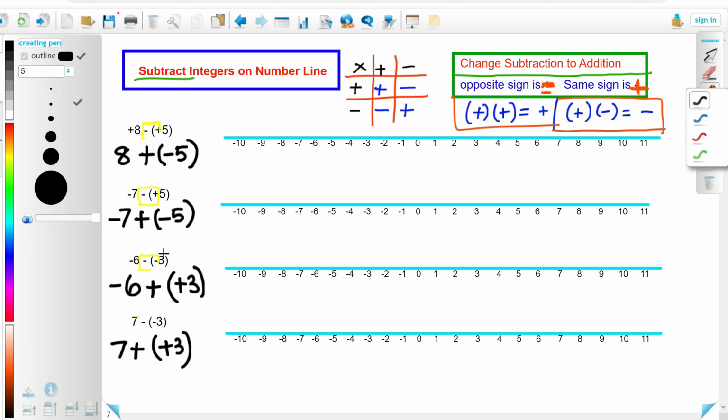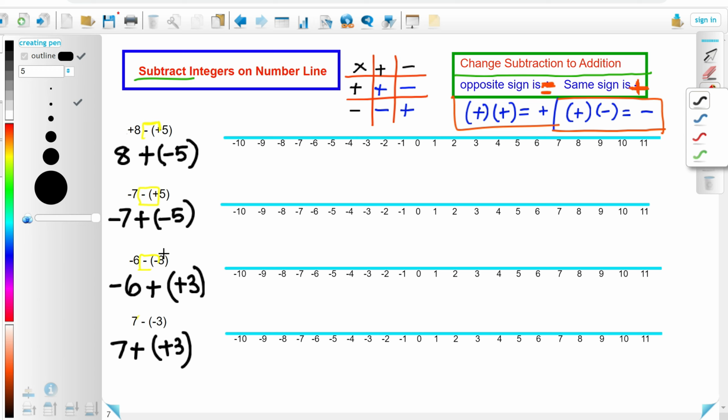Now we have an addition statement: 8 plus minus 5, minus 7 plus minus 5, minus 6 plus plus 3, 7 plus plus 3. So now you can add just as you did earlier. Let me show you the first one.